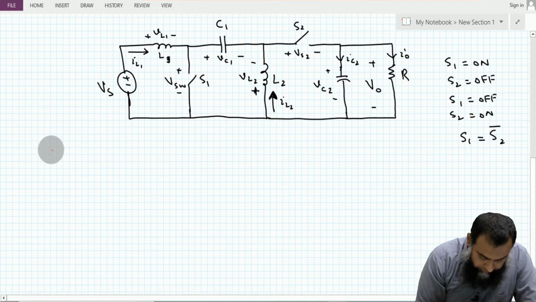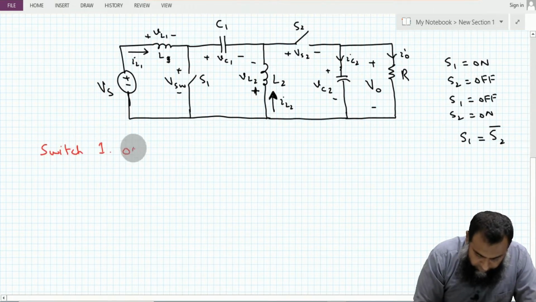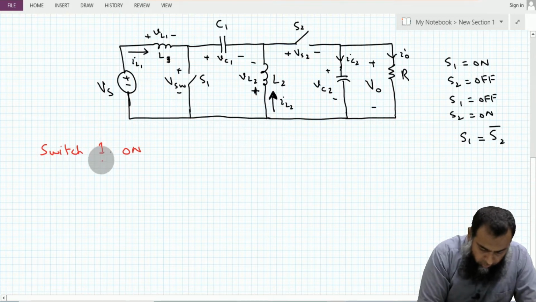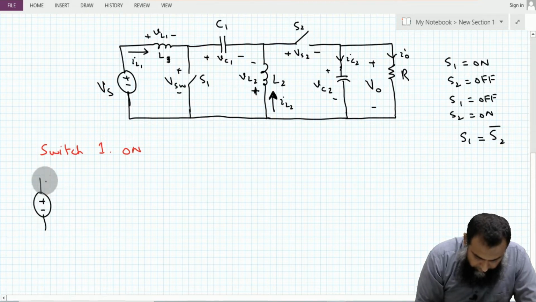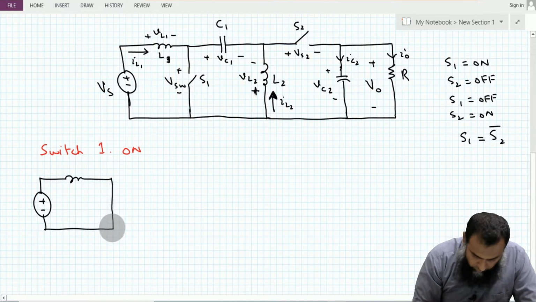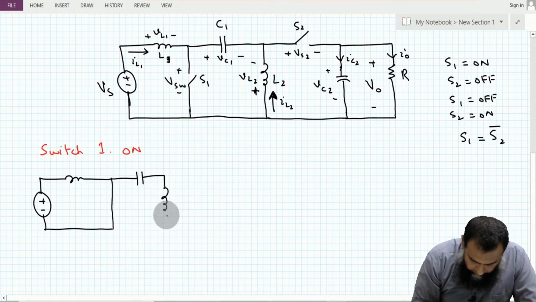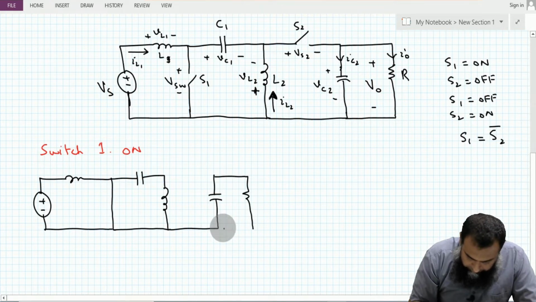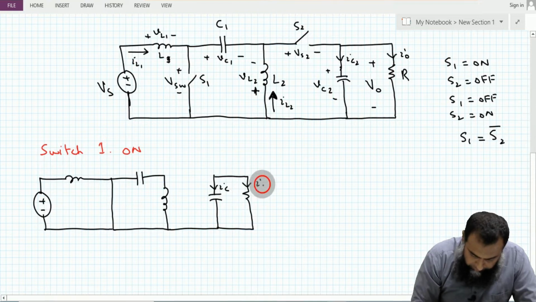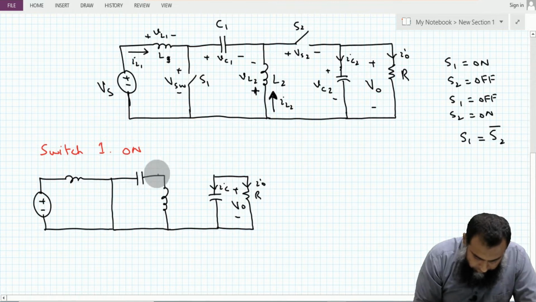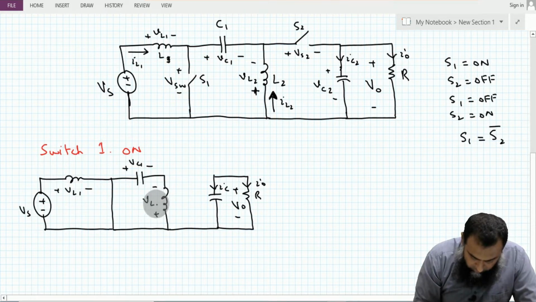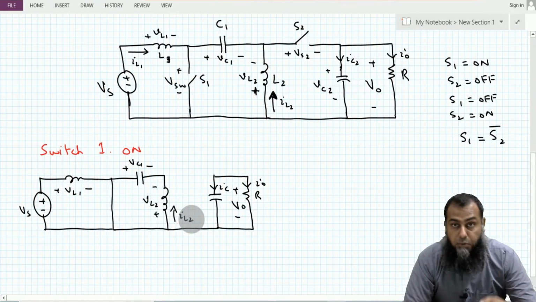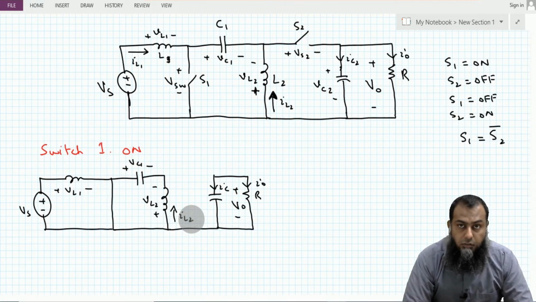So for the switch 1 on condition, we can draw the circuit as follows. Since the switch 1 is on, this is the circuit here. On the output side, the capacitor current IC2 is in this direction, and this is I0. This is of course V0. This is R. This is plus minus VC1, plus minus VL1. This is Vs. And this is plus, this is minus. This is VL2. This is IL2. We need to be consistent with the defined polarities. Whatever polarities we have defined for the inductor and the capacitor, we should stick with those polarities for the analysis in switch on position or in switch off position.